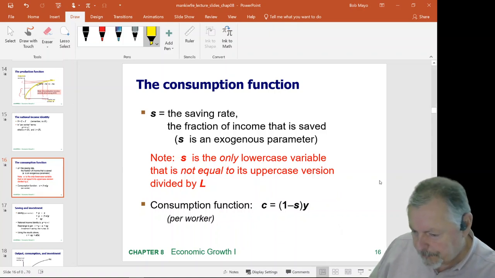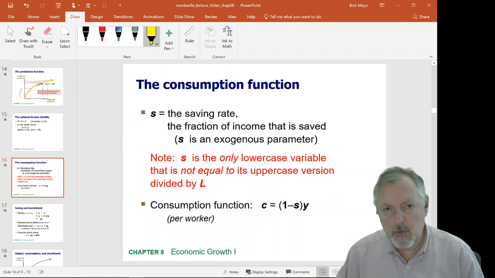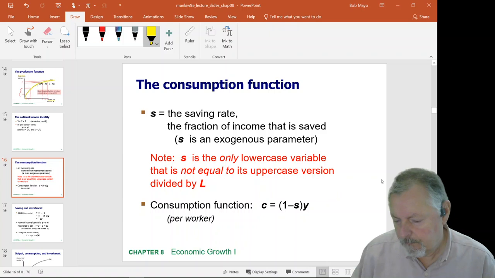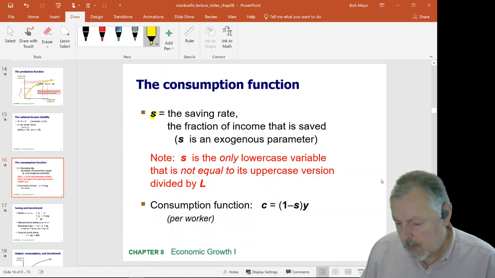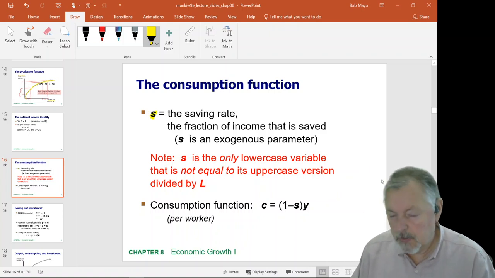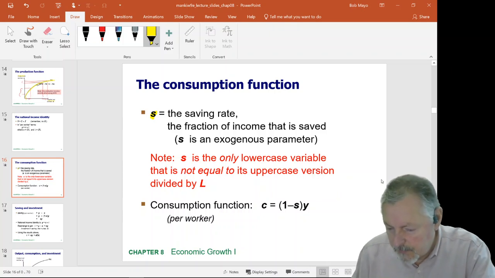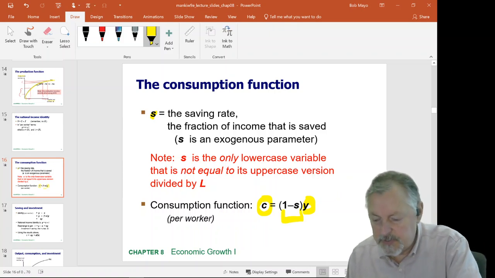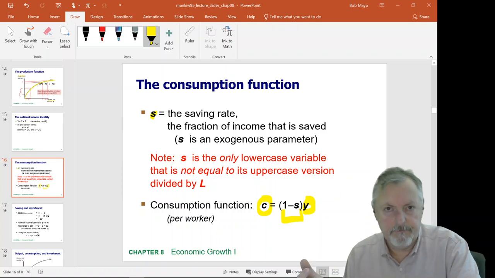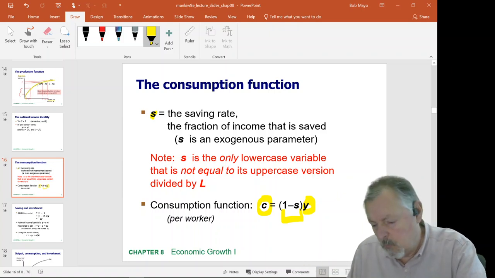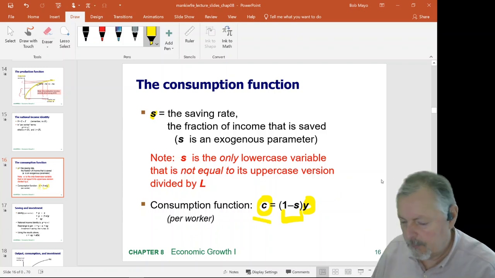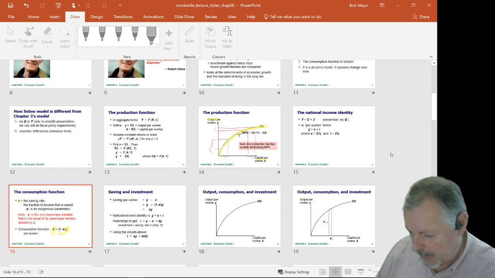Now, in this model, the one exogenous parameter is the savings rate, s. Consumption for each worker on a per worker basis is equal to output times the amount not saved. If you're saving 20%, 1 minus 0.2 would be 0.8. You're consuming 80%. All right, that's not complicated.